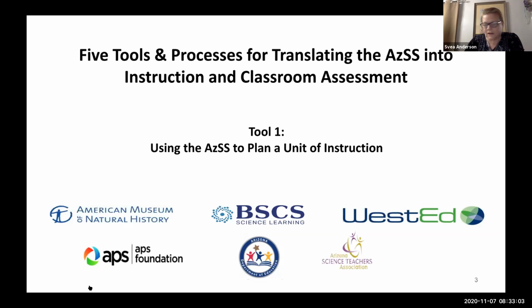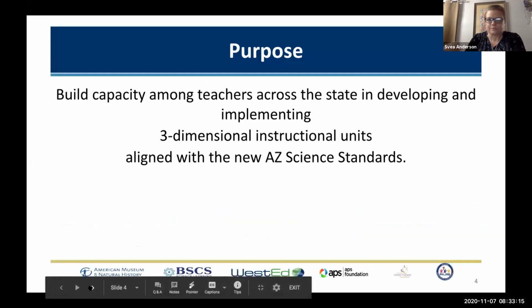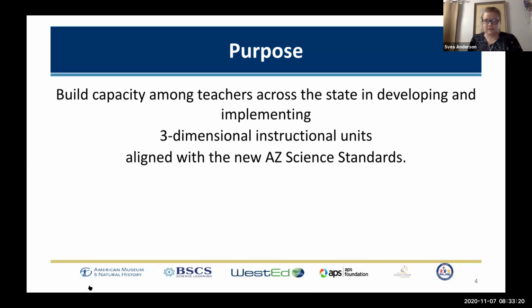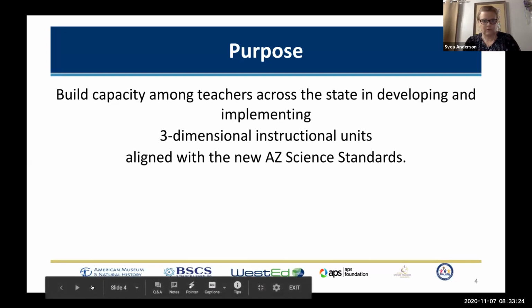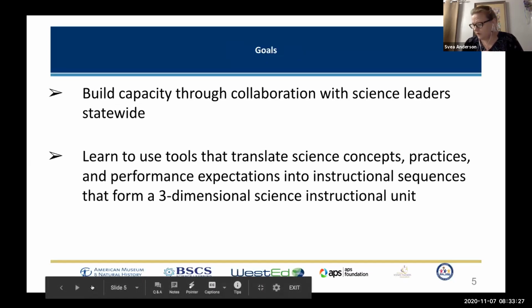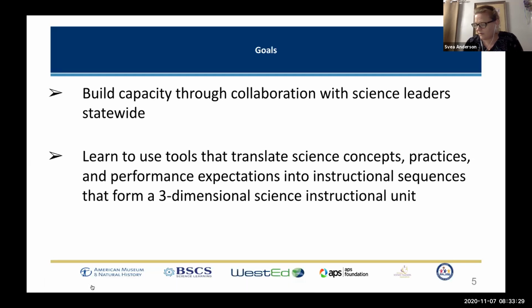To build capacity among Arizona's teachers in developing and implementing 3-dimensional instructional units that are aligned with the new AZSS, the Deeper Dive program had the following objectives. To build capacity through collaboration with science teachers statewide. To learn tools that translate science concepts, practices, and performance expectations into instructional sequences that form 3-dimensional science instructional units.